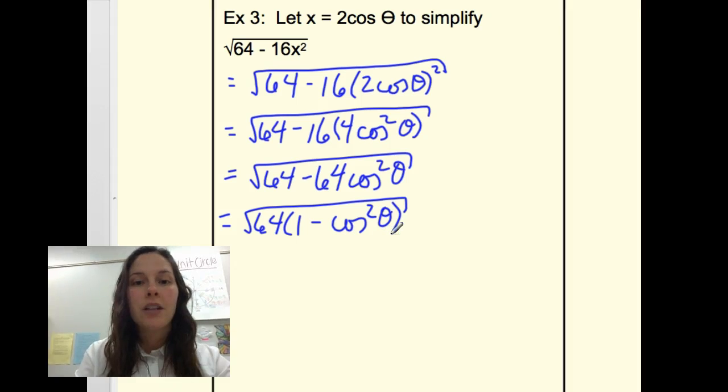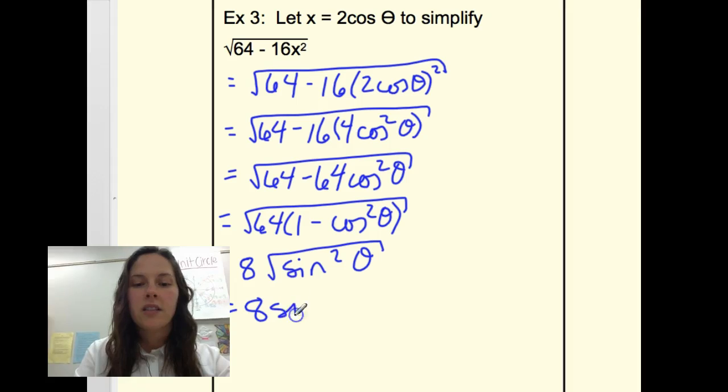Remember, sine squared plus cosine squared equals 1. Or, if you subtracted cosine squared from both sides, sine squared equals 1 minus cosine squared. So we're going to take the square root of 64, replace 1 minus cosine squared with sine squared, and the square root of sine squared is sine.